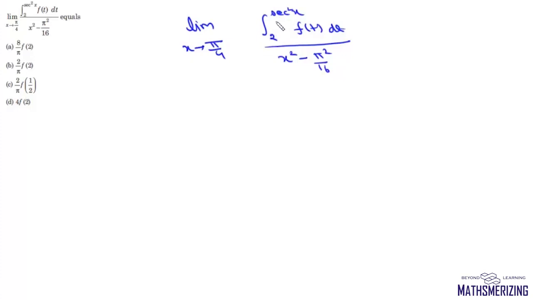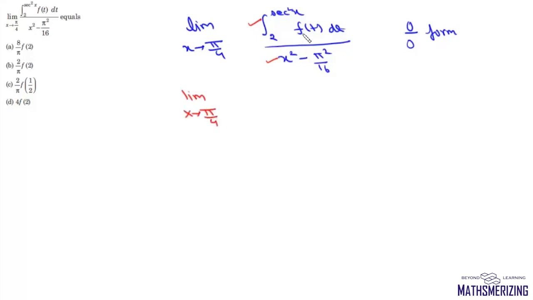So this integral will be from 2 to 2. So we have 0 in the numerator, and in the denominator we'll have pi square by 16 minus pi square by 16. So it is 0 upon 0 form. And when it is 0 upon 0 form, we can use L'Hopital's rule. So we'll differentiate the numerator and we'll differentiate the denominator. So we'll write this as limit x tends to pi by 4.